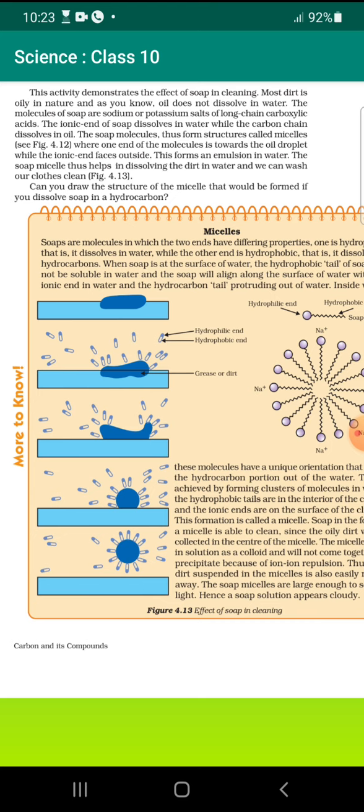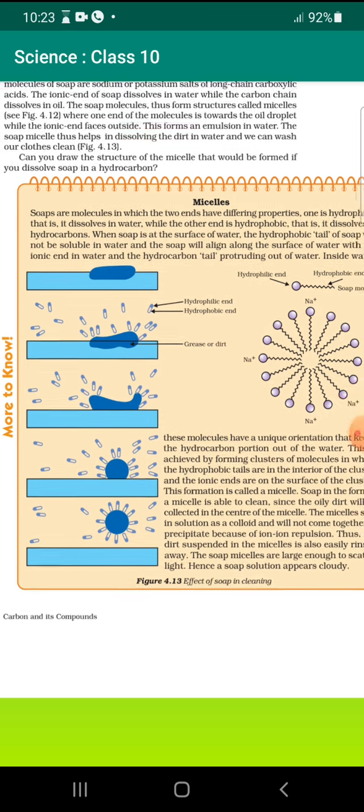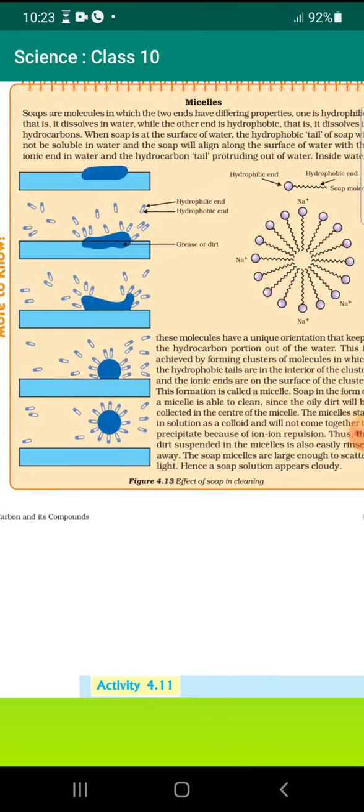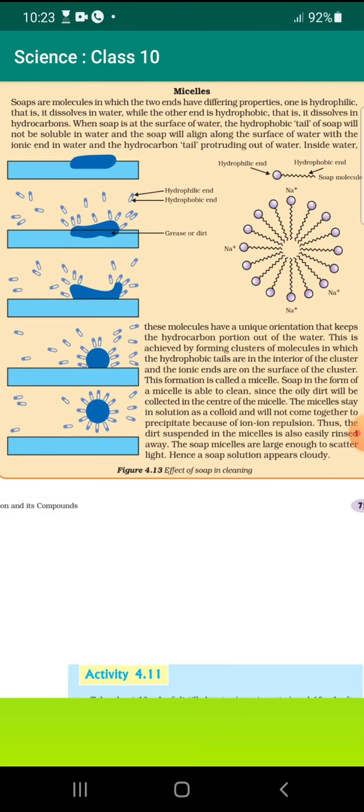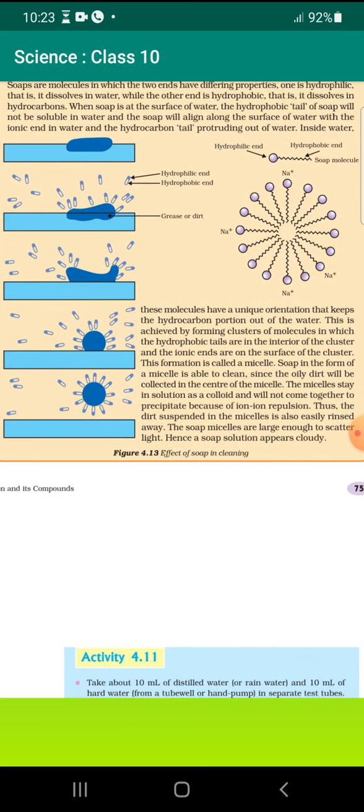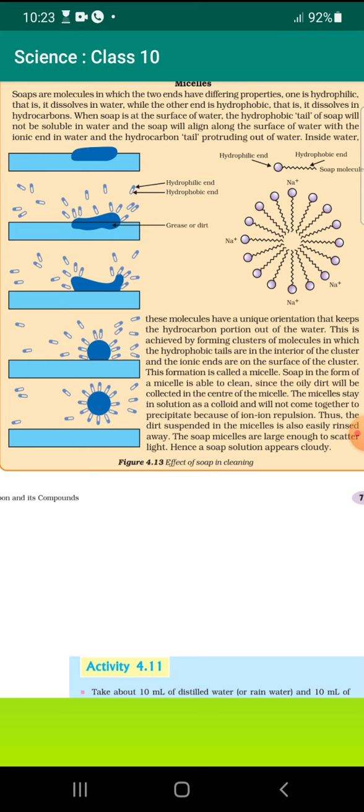Can you draw the structure of the micelle that would be formed if you dissolved soap in a hydrocarbon? Micelles. Soaps are molecules in which two ends have differing properties. One is hydrophilic, that is, it dissolves in water, while the other end is hydrophobic, that is, it dissolves in hydrocarbons.